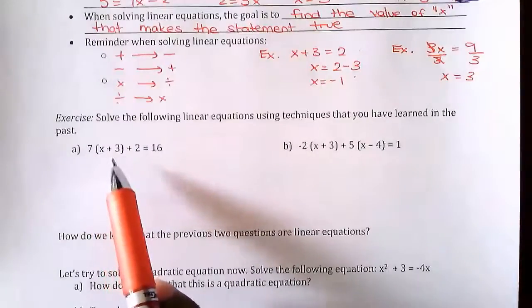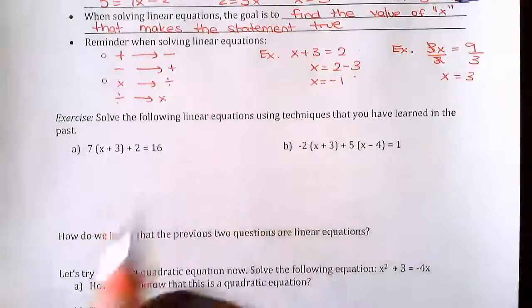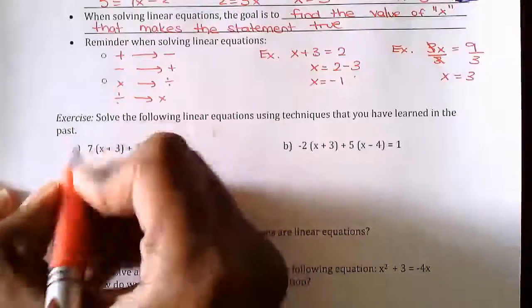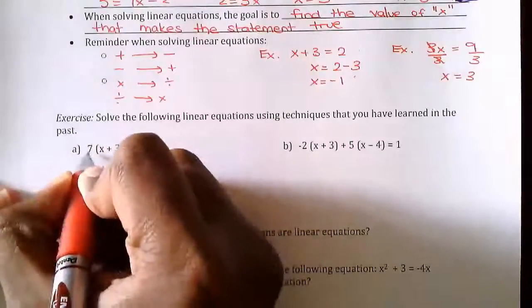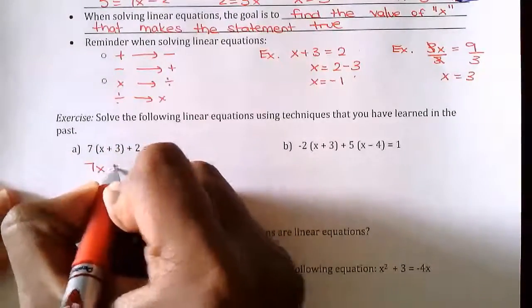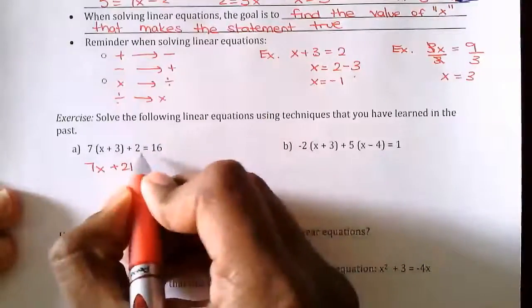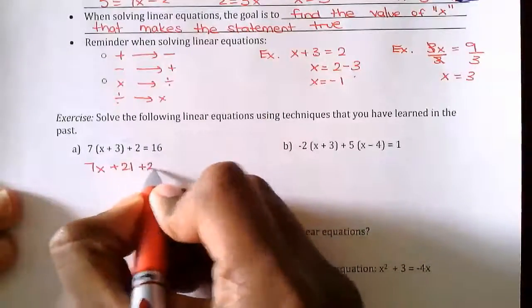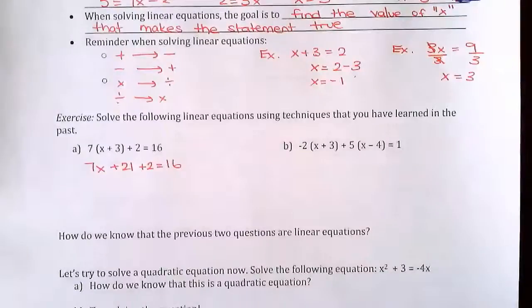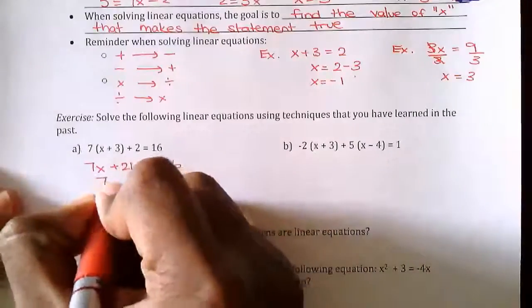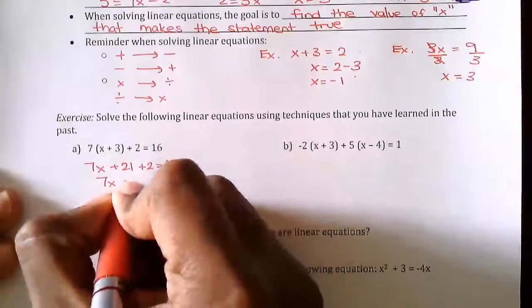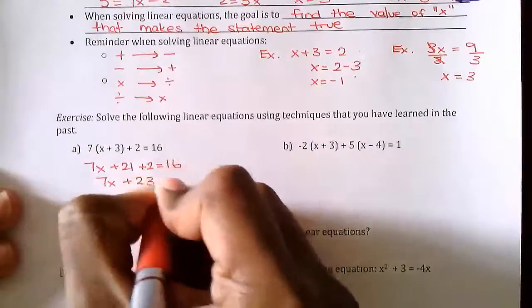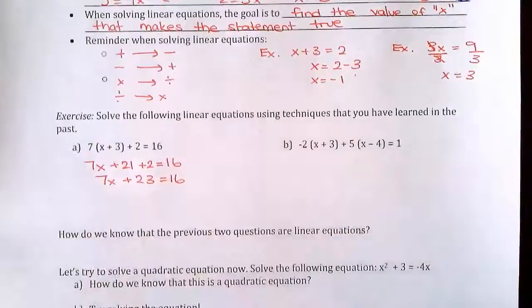So the one thing I do want to emphasize, whenever you're solving any sort of equation, we never like brackets. We want to multiply them out. So here we have 7 times x, 7x, plus 7 times 3, 21. And we did nothing with the 2 or the 16, so we write them as is. I can now simplify by collecting like terms on the left side. So that's 7x, 21 plus 2 will give me 23 is equal to 16.